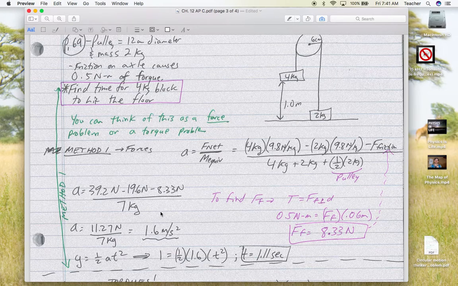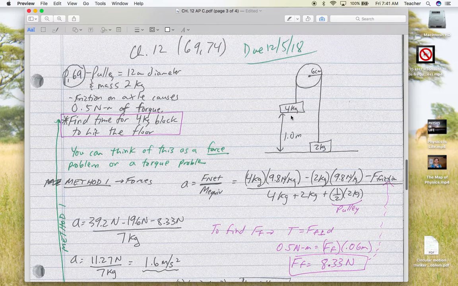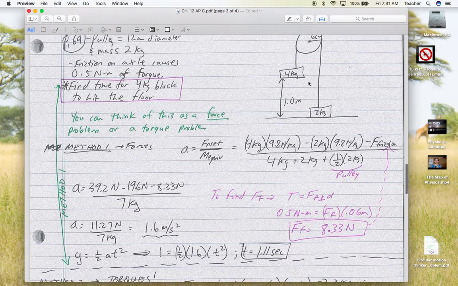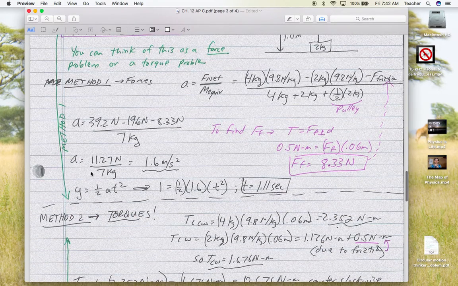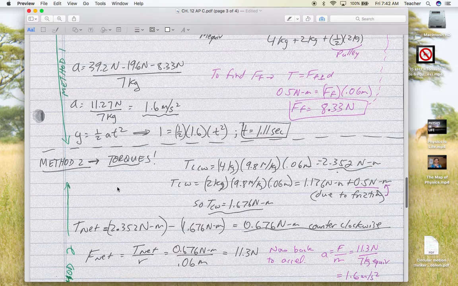The mass I'm using is an equivalent mass. This mass is 4 kilograms. This mass is 2 kilograms. The mass of the pulley, equivalently, if it's a solid disc, is not 2 kilograms, it's 1/2 of that, which is 1 kilogram. So overall, that's how we would use that doing forces.